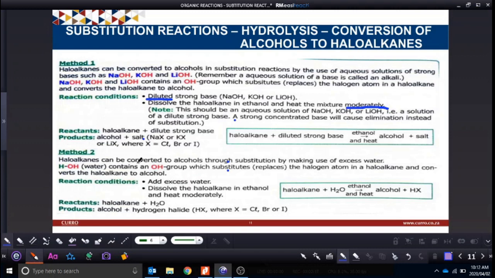Method 2, the haloalkanes can be converted through substitution by making use of excess water. So now we just have to add water to make an alcohol and a hydrogen halide. So it's excess water. We dissolve the haloalkane in ethanol, like in our previous one, and we also heat it moderately. So everything is more or less the same, but in method 1, we use a diluted strong base. Here we use excess water. So the reactants will be haloalkane and water, and the products alcohol and hydrogen halide.